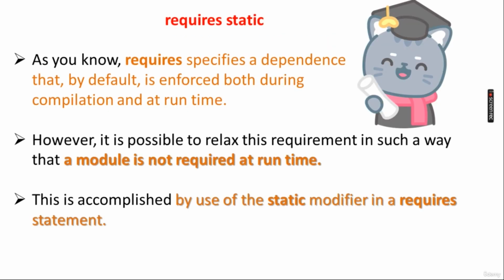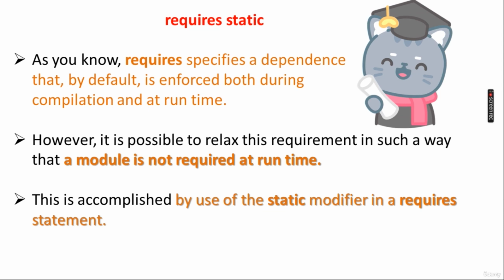Then next is requires static. The third thing is requires static. Requires specifies the dependence that by default is enforced both during compilation and runtime. So what is the use of requires? One module is requiring another module. It specifies the dependence. By default, it is enforced both during compile time and runtime. It is possible to relax this requirement in such a way that the module is not required at runtime. So it is only required at compile time.